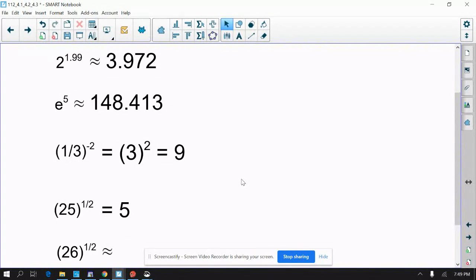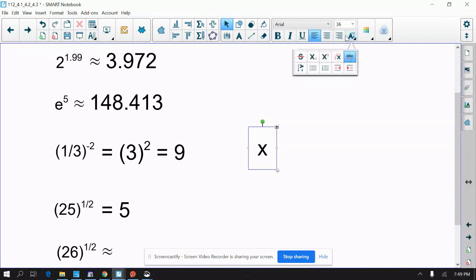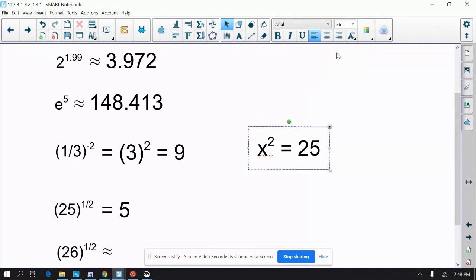But if you're faced with x squared equals 25, where x is some unknown, the only way to proceed is to take the square root. Then you have to account for positive and negative, because you don't know x. It could be positive 5 or negative 5.